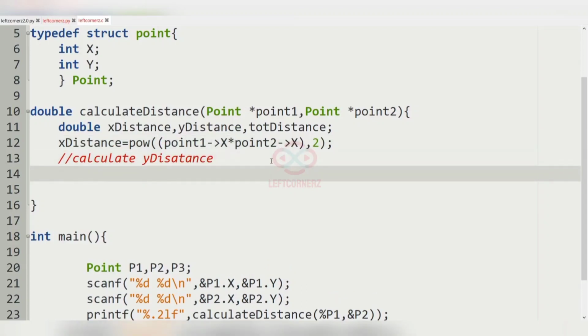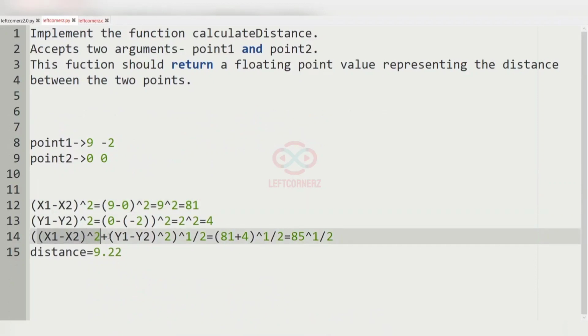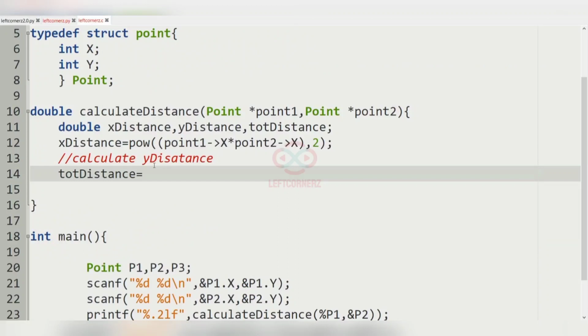Similarly, now let us calculate the total distance. Total distance is nothing but x distance plus y distance raised to the power of 1 by 2 or square root. So first let us write x distance plus y distance. Let us have a bracket to the power of 1 by 2. Instead of writing like this we can use the power function also. So power of x distance plus y distance comma 0.5. 1 by 2 value is 0.5. So this will give the total distance.